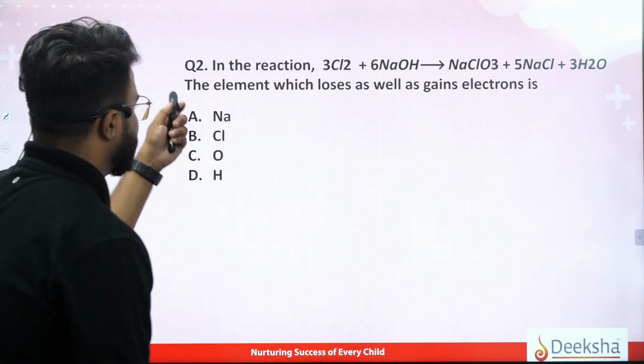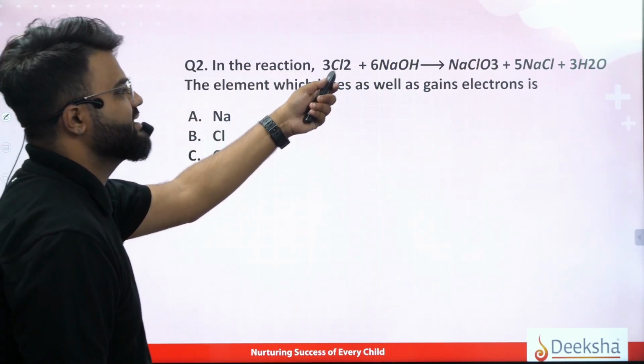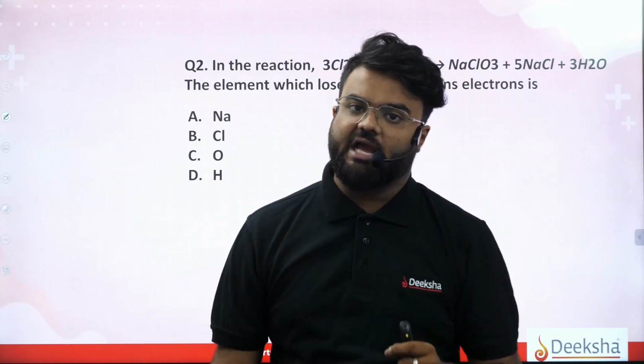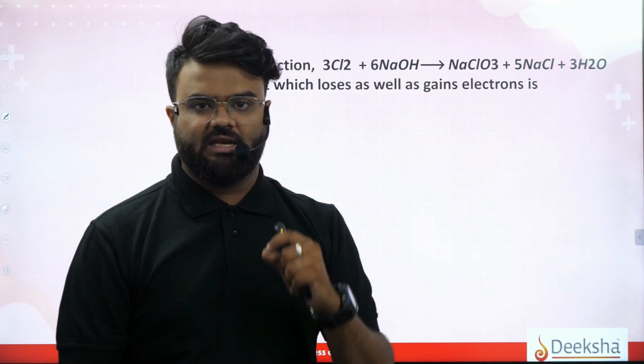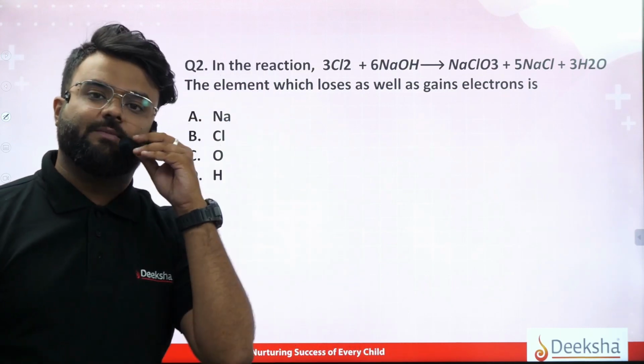H2O. The element which loses as well as gains the electron. In this reaction, which is the element which loses the electron and gains the electron? So that tells which element is getting lost.